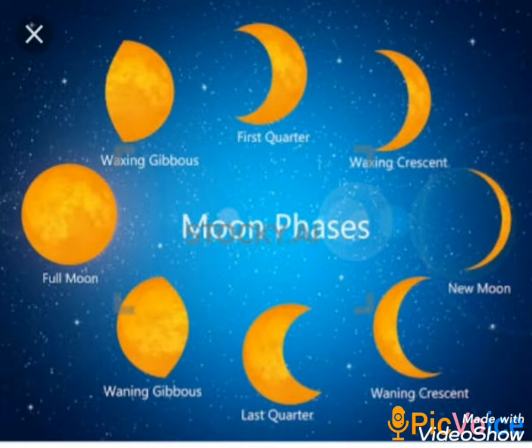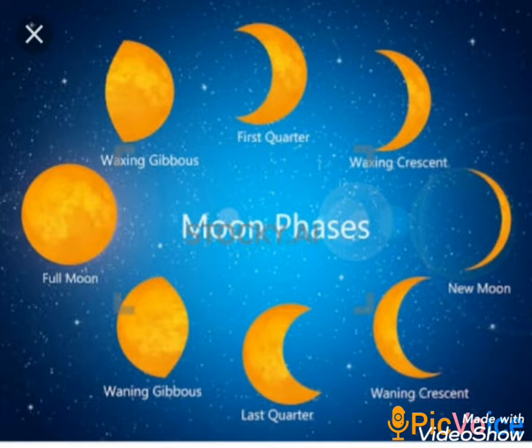The full moon and the new moon. The moon revolves around the earth and the earth revolves around the sun. However, these two orbits intersect. Hence, the sun, the moon and the earth are not always along a straight line.